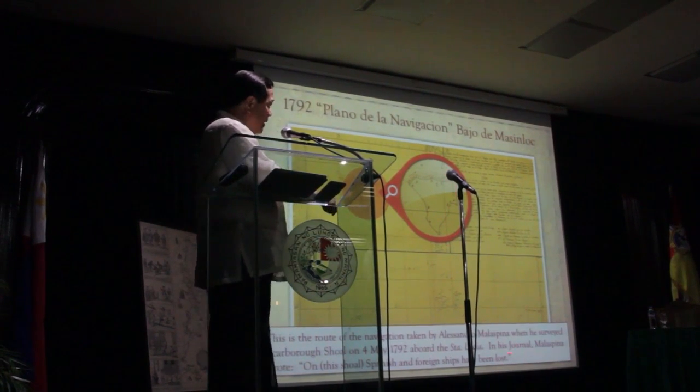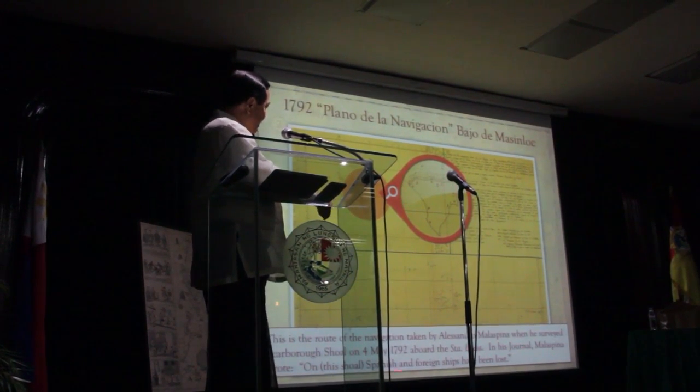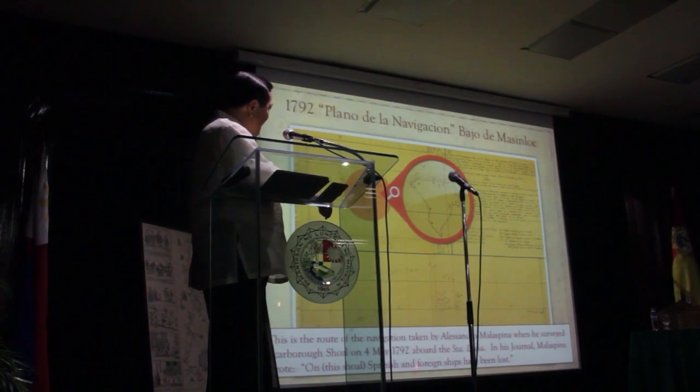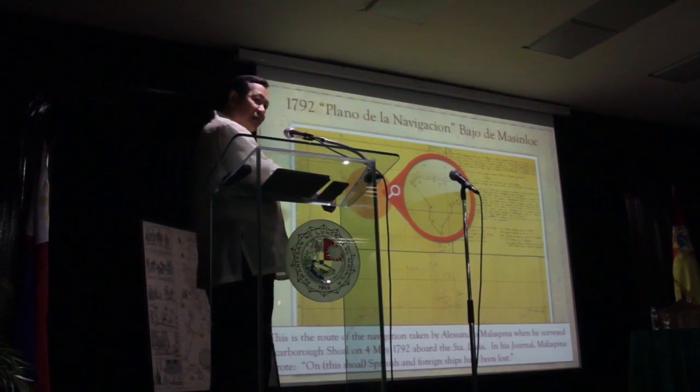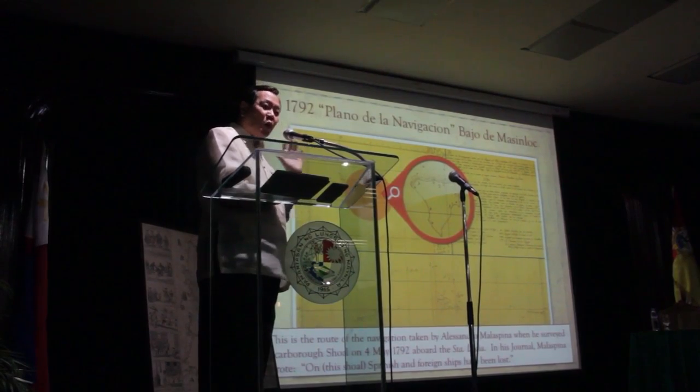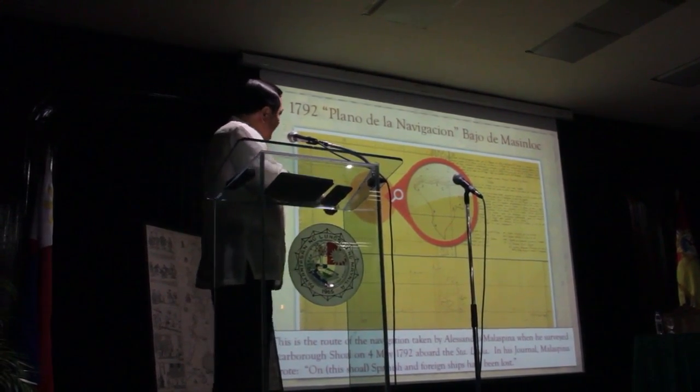So Malaspina came here, and in his journal, 4 May 1792, on this shoal, Spanish and foreign ships that they lost. A very famous shoal. We are the only country that has documented all of this. Next slide.